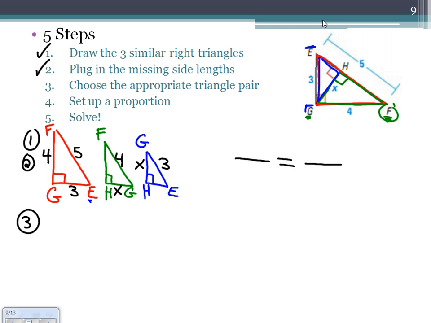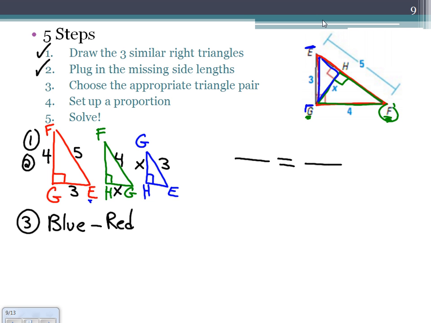They're incomplete. Okay? However, if you look at the green and the red, you see how my x goes with the 3, the 4 goes with the 5? And if you look at the blue and the red, we could do 3 to 5 and x to 4. So either one of those pairs will work. The pair that wouldn't work are the green and the blue. Okay? So would you guys like to choose the green and red or the blue and red? Blue and red. So blue and red.